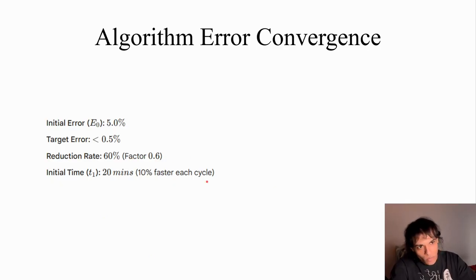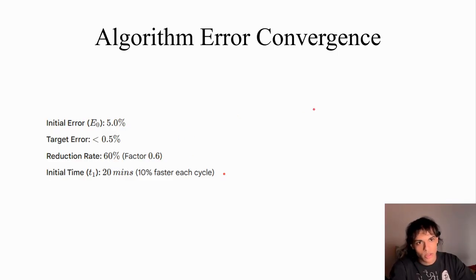Okay, so the givens here are the initial error, which is 5%, and then our target is to decrease the amount of error to 0.5%, or less than 0.5% actually. And then the reduction rate that we are given is 60%. And the time, okay, we're going to do this later. So the time is like 20 minutes and 10% faster each cycle. Okay. So what does this tell us?